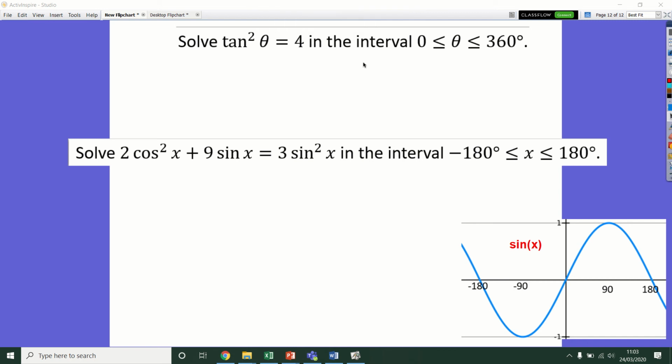I'm going to show you a couple more examples of trig equations, but this time they're going to have quadratic expressions in, with squares in. And I'm going to show you what to do in that case as well. So for the first one, you've got tan squared theta equals 4 in the interval of 0 to 360 for theta.